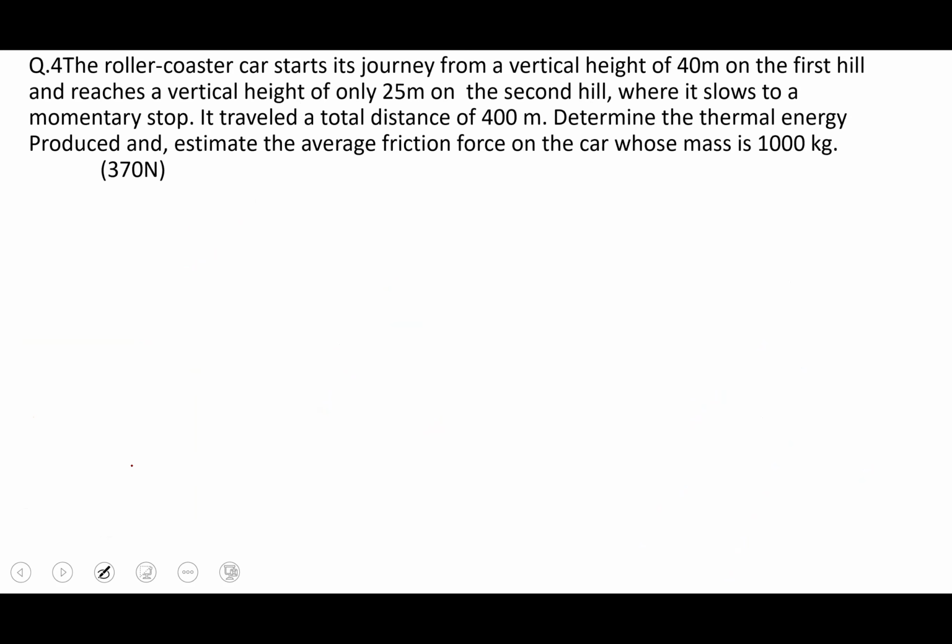Next question. It says a roller coaster car starts its journey from a vertical height of 40 meters on the first hill and reaches a vertical height of only 25 meters on the second hill, where it slows to momentarily stop. It travels a total distance of 400 meters. Determine the thermal energy produced and estimate the average friction force on the car whose mass is 1000 kilograms.